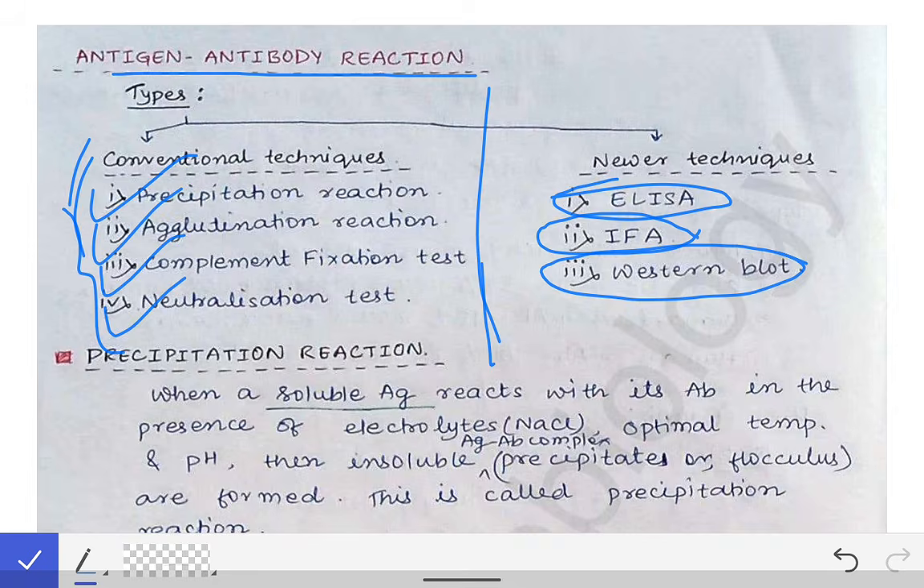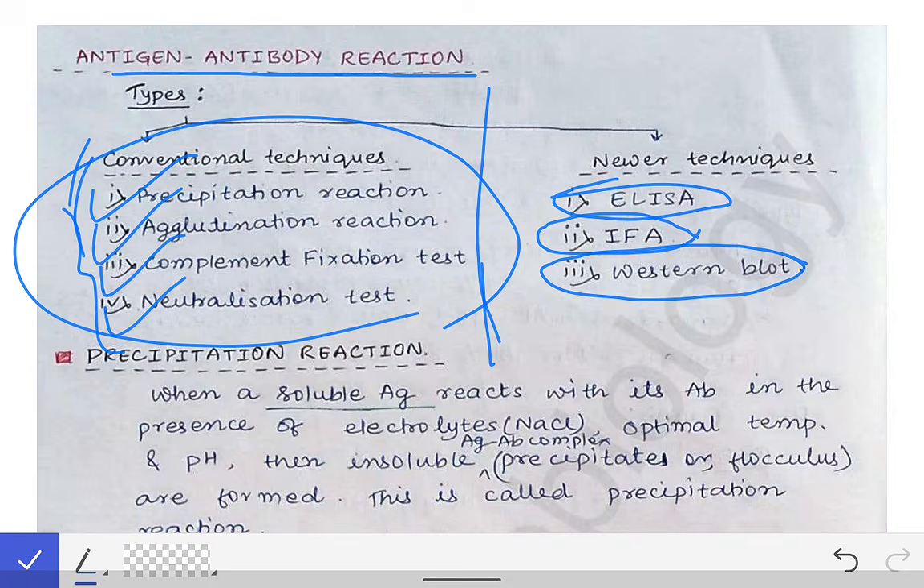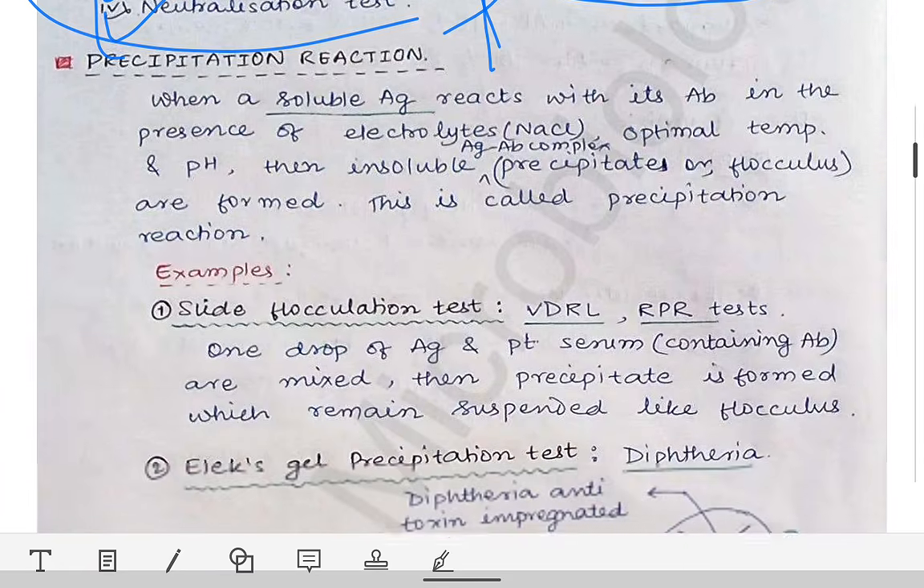We have to just limit ourselves to these conventional techniques, and ELISA, which is important from the exam point of view and also from the viva point of view. So we will be reading these five topics, out of which here I will be discussing the precipitation reaction and the agglutination reaction. So first of all, talking about the precipitation reaction.